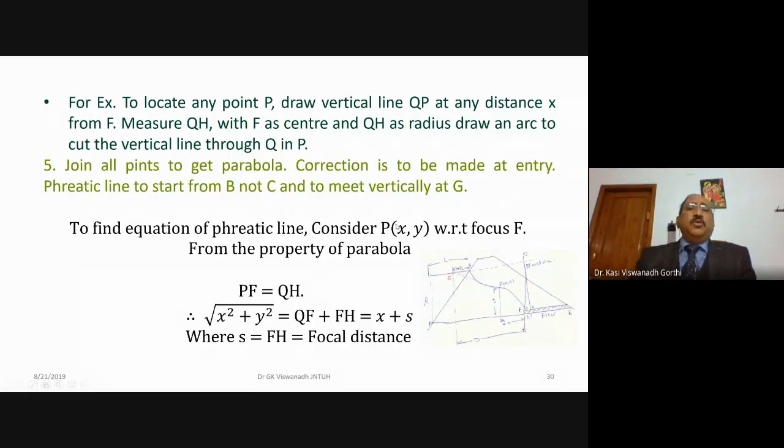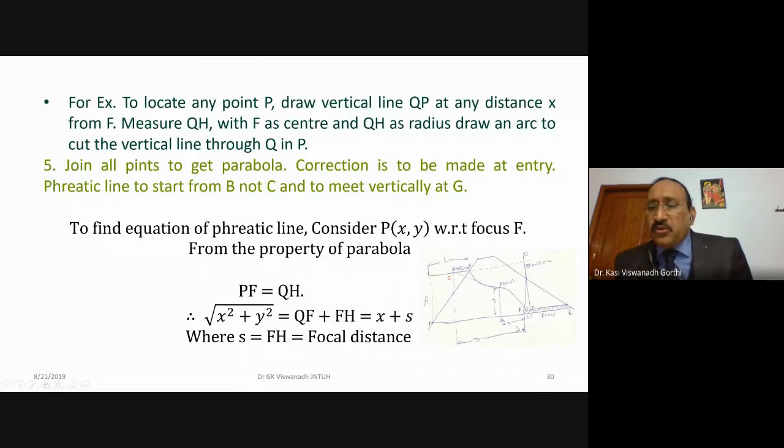So if we take any point P, we make use of this simple principle: the distances from focus and the directrix must be equal. For example, to look at any point P, draw vertical line QP at any distance X from F. To identify this point P, what you are doing is drawing a vertical line QP. So you have got QP now, which is at a distance of X from the focus F.